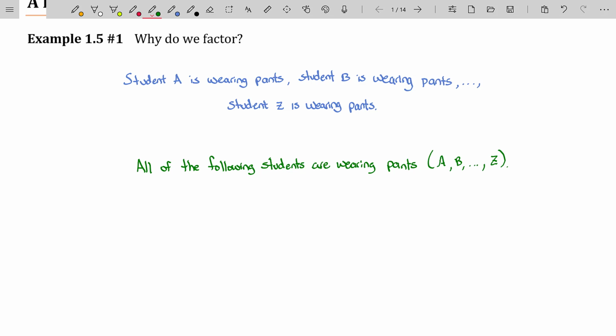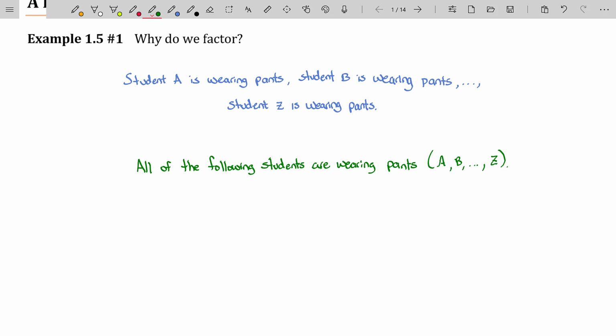We have factored out the common phrase, is wearing pants. And we're saying just apply that trait to every single person in this group. And that is language factoring. We do it all the time. So why not do that in mathematics?